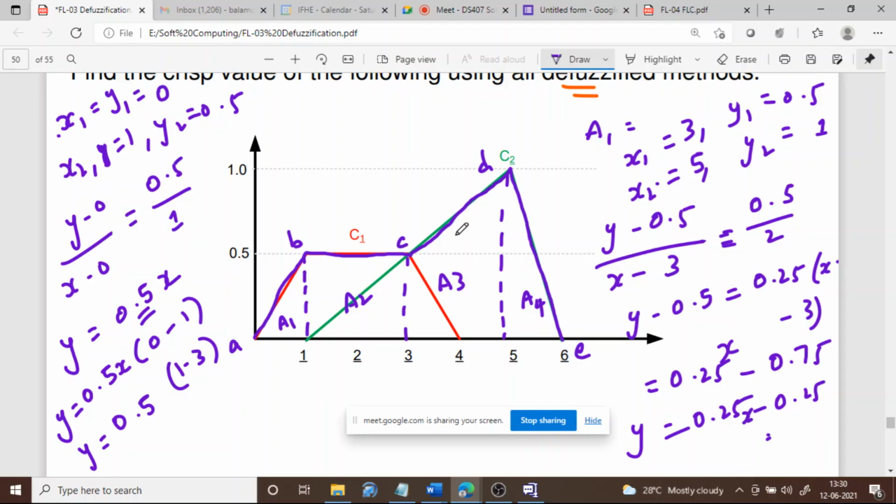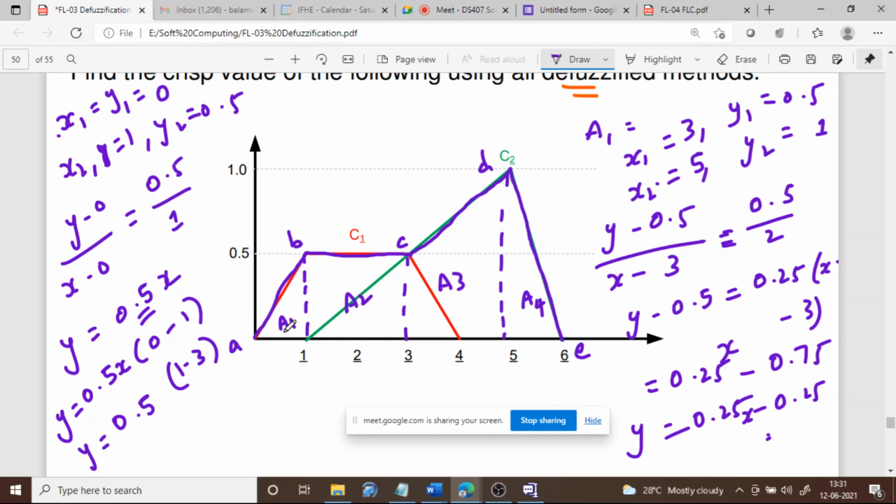So that is what you get for this range, 3 to 5. Similarly, you can calculate for this one also. Now you apply the integration formula to that and you get it. So this is how the center of gravity technique works. Similarly, you can work with the center of sum technique also.